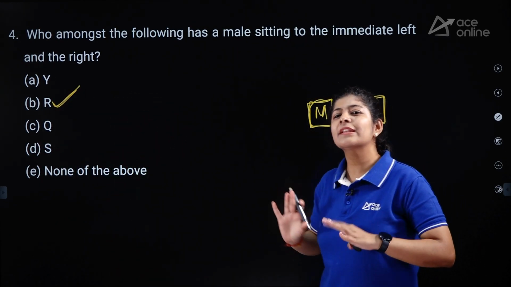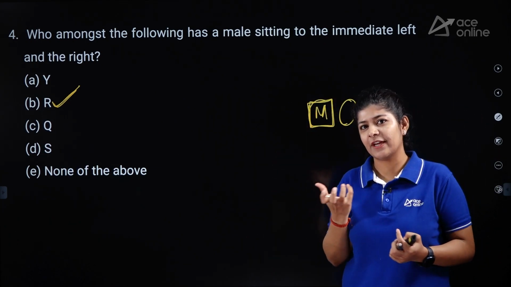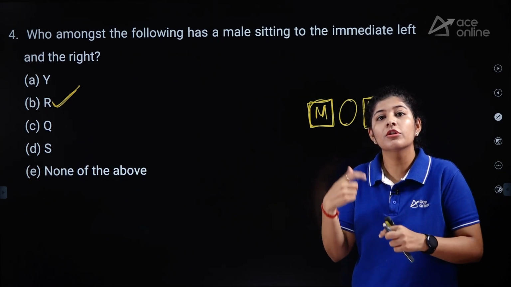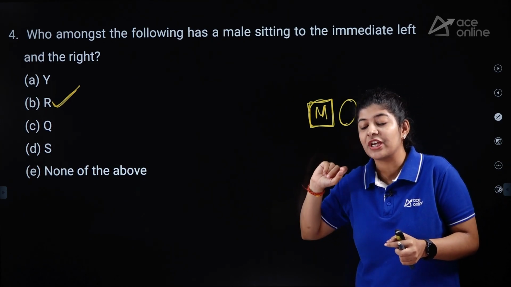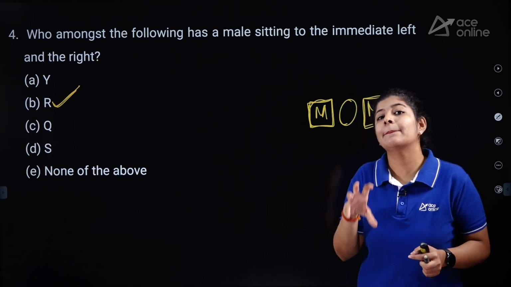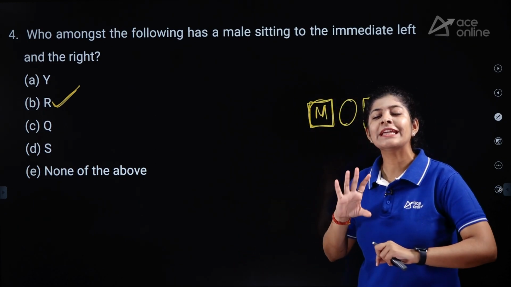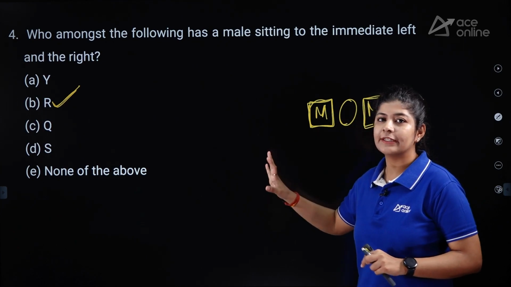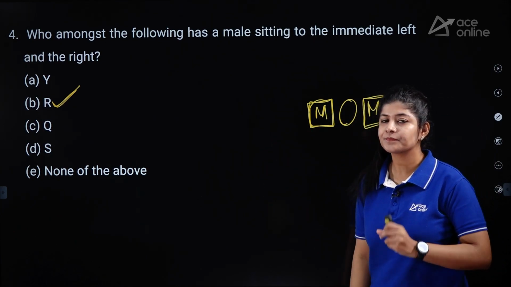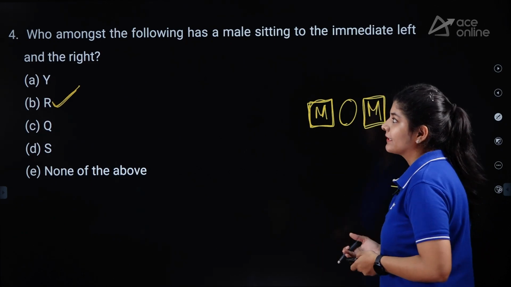So after drawing the arrangement, we can easily answer the respective questions that we are having. But first you need to make the arrangement or the order carefully. You need to check each and every clue or every piece of data which is given in the passage. So as you draw the diagram or the order, you can easily answer all the associated questions from that. Is it clear?